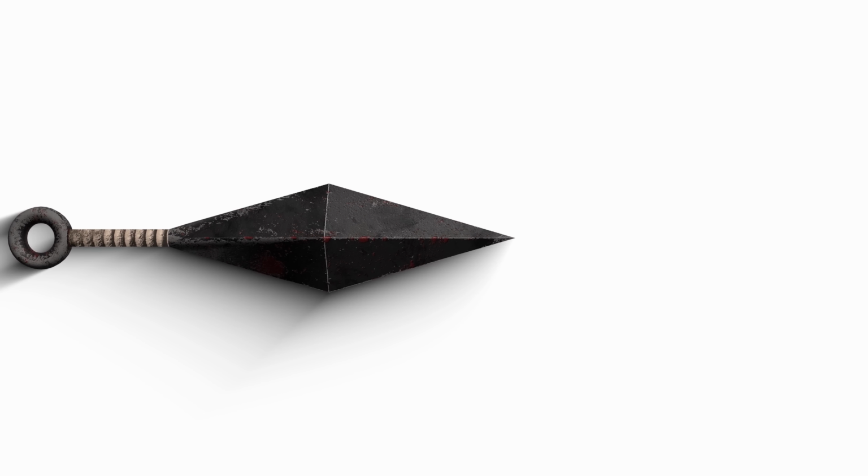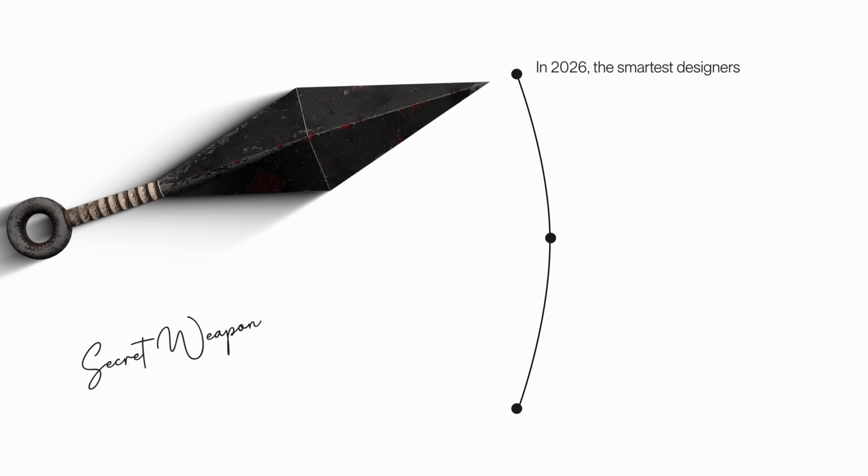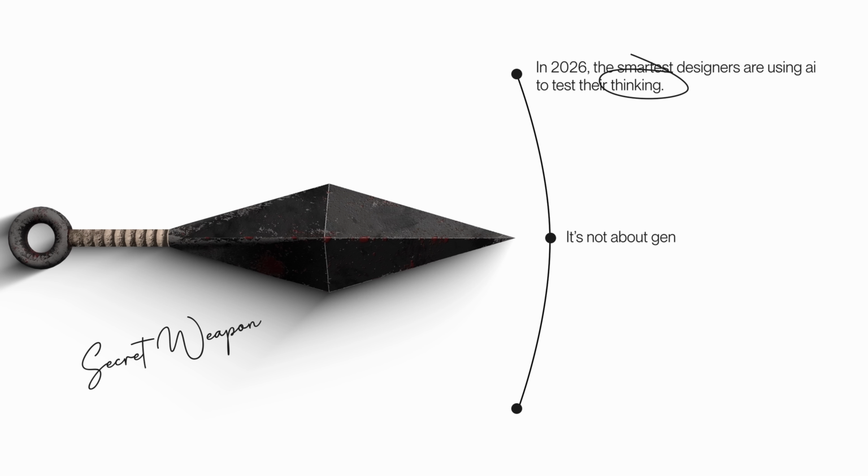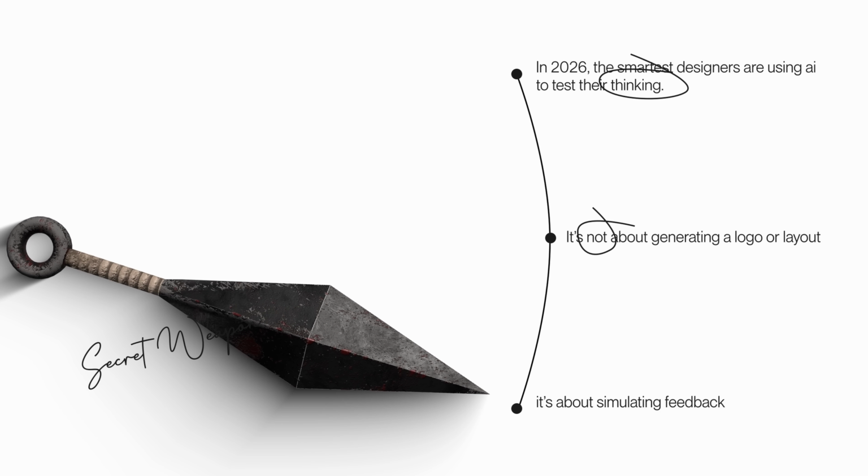But AI also extends to the client side of things as well. Now this one's a bit of a secret weapon really. In 2026, the smartest designers are using AI to test their thinking. It shouldn't be about generating a logo or a layout or something like that. This is about simulating feedback before you ever send your work out into the world. And here's how it works.